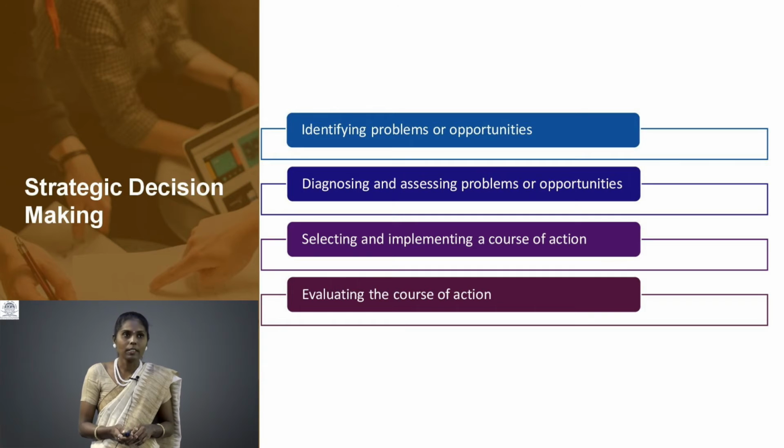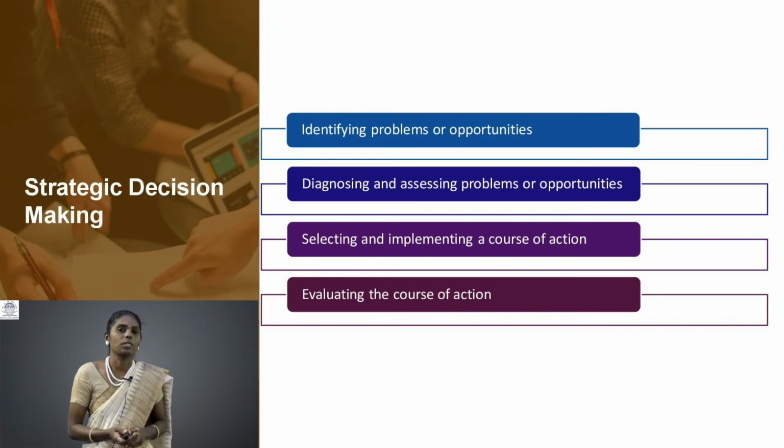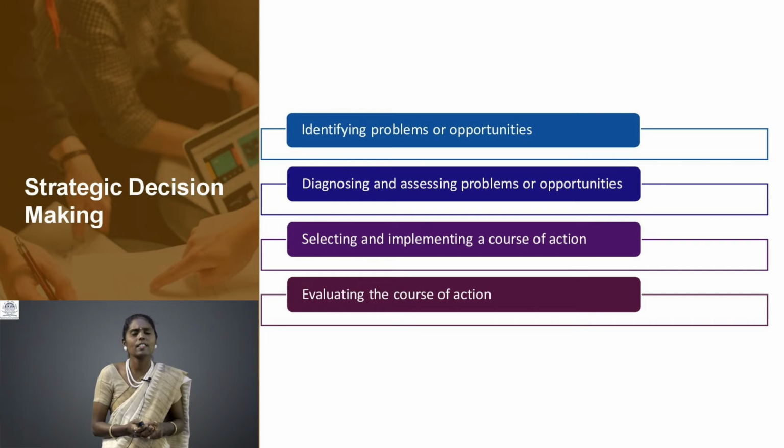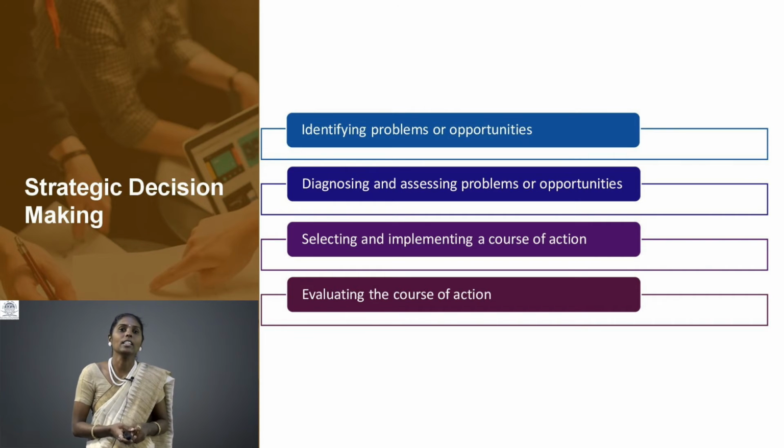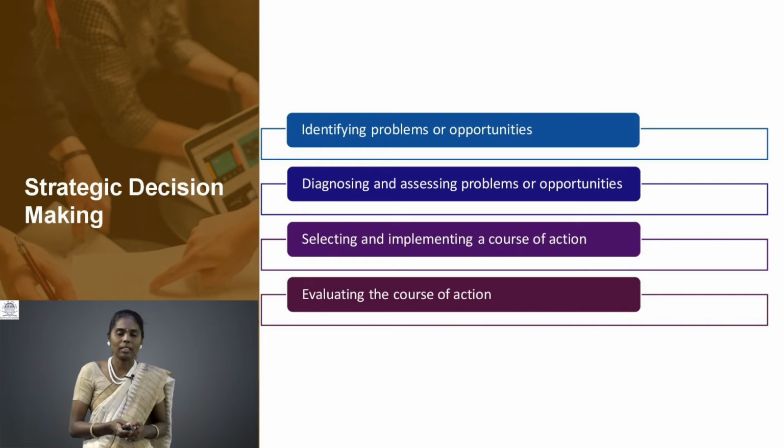So what are some of the steps to be looked into while making strategic decisions? The first one is identifying problems or opportunities, identification of challenges or opportunities. How does a researcher identify a challenge or opportunity? By carrying out market research.